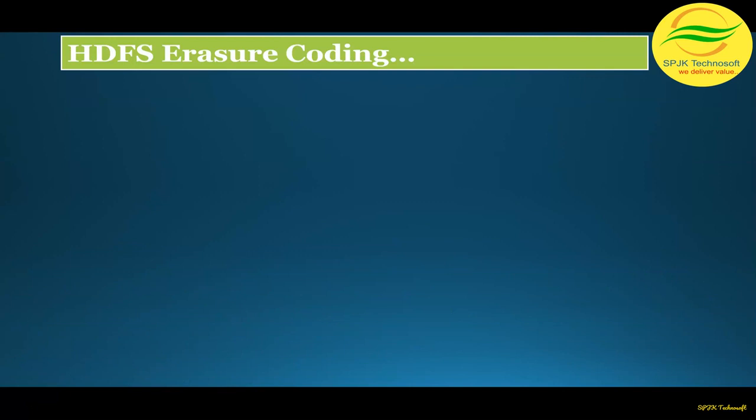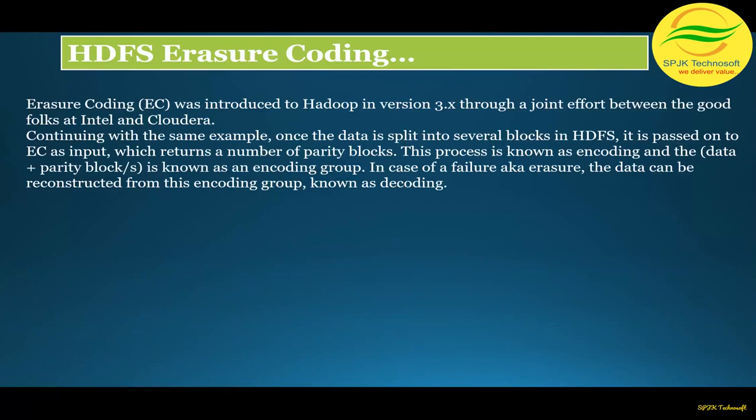So now what erasure coding does, it has been introduced by Intel together with Cloudera. Continuing with the same example, once the data is split into several blocks in HDFS, it is passed on to EC, erasure coding, as input, which returns a number of parity blocks. This is the new thing we need to understand: parity blocks. This process is known as encoding.